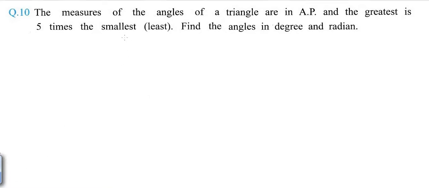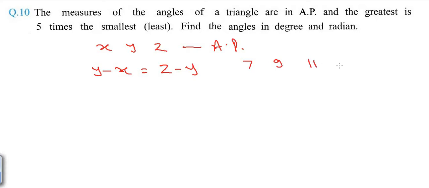Now arithmetic progression is the one in which the difference between two successive numbers is constant. So for example, if x, y and z are in arithmetic progression in increasing order, then y minus x must be equal to z minus y. Say for example 7, 9, 11, 13, 15. See, the difference everywhere is 2, constant. Such a progression is known as arithmetic progression.